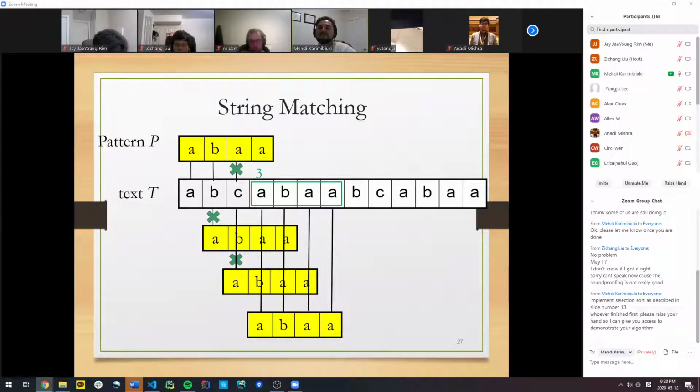Okay, so the brute force approach for string matching is to go to every single element in your text until you find it. What's the worst case? That you can't find it? Right. At which point, how much execution time have you consumed?